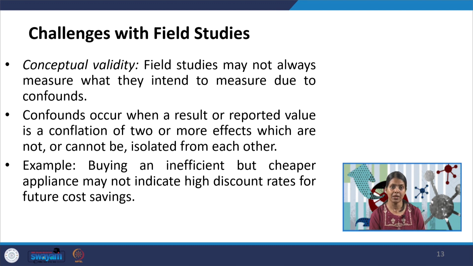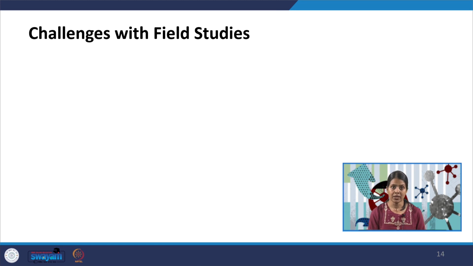Another example could be that buying an inefficient but cheaper appliance may not indicate high discount rates for future cost savings. This implies that if I go for an efficient appliance, then I will be saving cost in future. But if I am going for a cheaper and inefficient appliance, then I will not be able to save much cost in future. So, when I am not interested in saving much cost in future, this implies that we are discounting the future cost saving, but that might not be the case. There could be several factors that impact my decision. So, what are these factors?